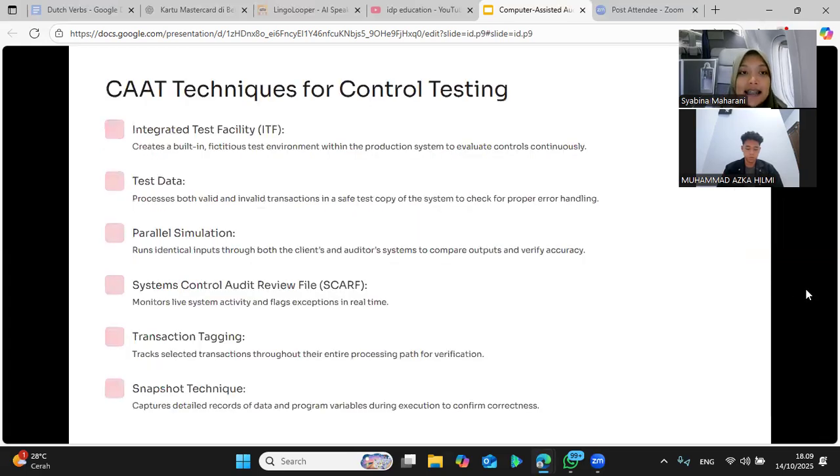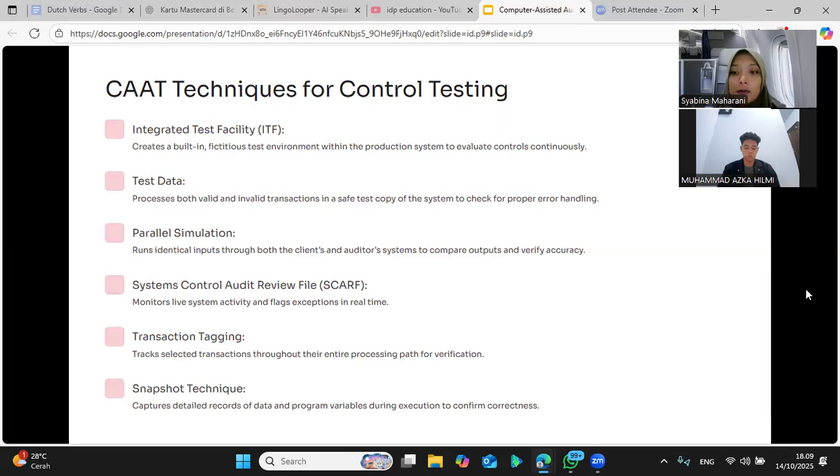The next is CAAT techniques for control testing. Now let's look at several key CAAT techniques used for control testing. The first one is the Integrated Test Facility or ITF. It creates a fake test environment within the system to evaluate controls continuously. Second is the test data, which uses both valid and invalid transactions to see how well the system detects errors. The third is parallel simulation. It compares the client system with the auditor's version using the same data.